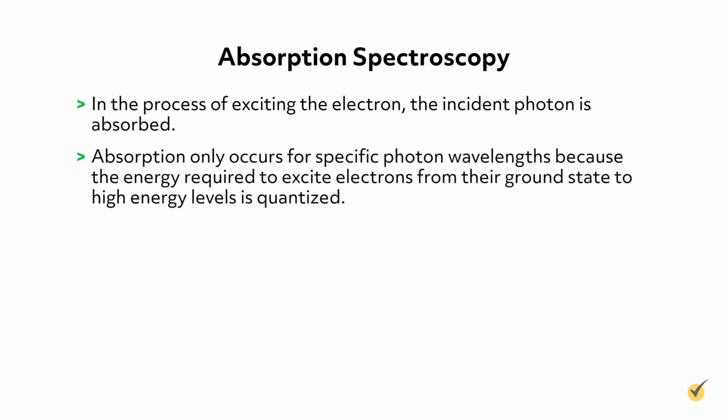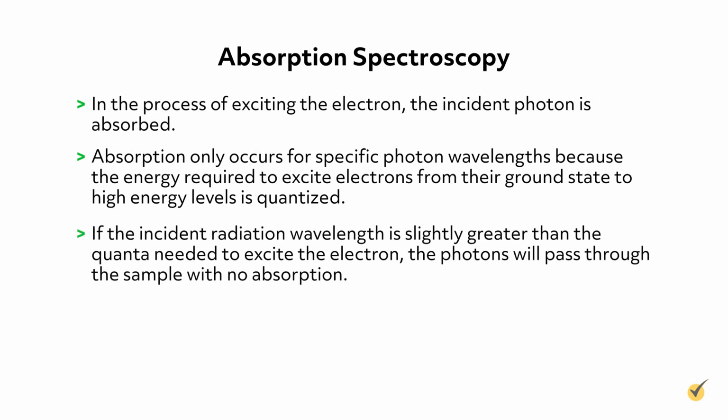Absorption only occurs for specific photon wavelengths because the energy required to excite electrons from their ground state to higher energy levels is quantized. This means that the incident photon energy must precisely match the amount needed to excite the electron. If the incident radiation wavelength is slightly greater than the quanta needed to excite the electron, the photons will pass through the sample with no absorption.